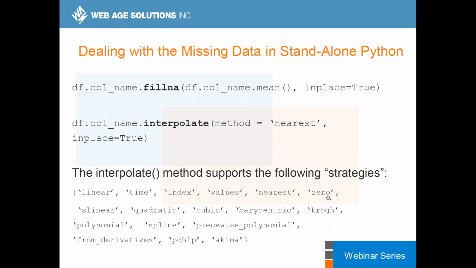So in standalone Python, you have two major options for dealing with the missing data. Those methods are fillna, or interpolate. These functions are methods on the pandas data frame. So df is a data frame in pandas, and pandas was developed specifically for the purposes of dealing with those nuisances.